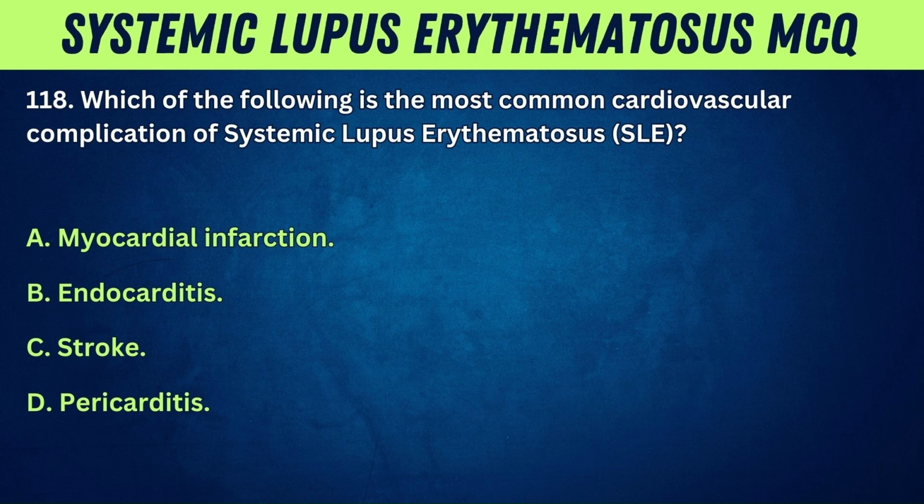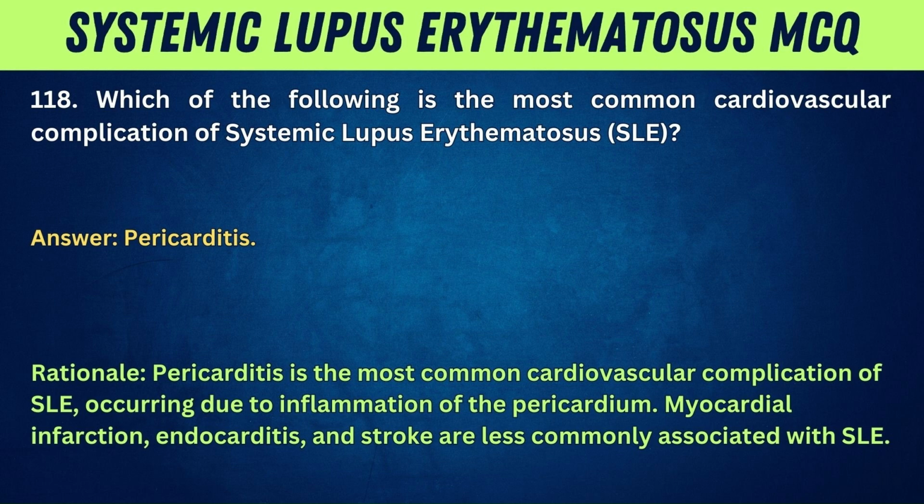118. Which of the following is the most common cardiovascular complication of systemic lupus erythematosus, SLE? A. Myocardial infarction. B. Endocarditis. C. Stroke. D. Pericarditis. Answer: pericarditis. Rationale: pericarditis is the most common cardiovascular complication of SLE, occurring due to inflammation of the pericardium. Myocardial infarction, endocarditis, and stroke are less commonly associated with SLE.